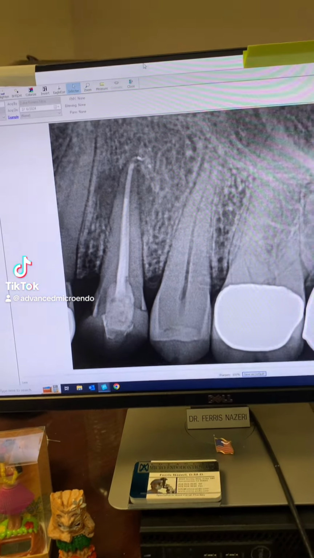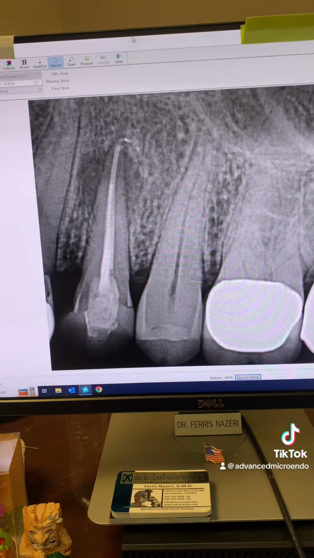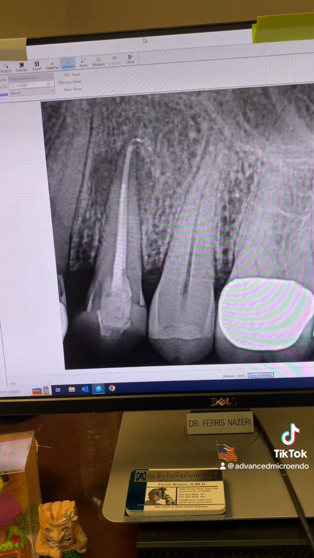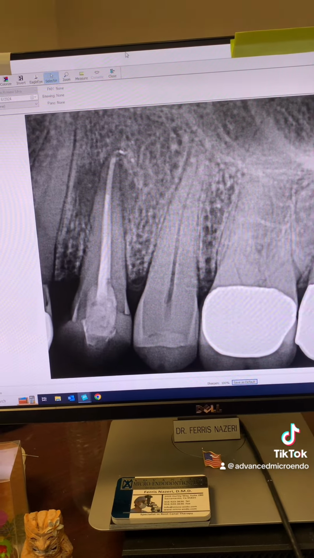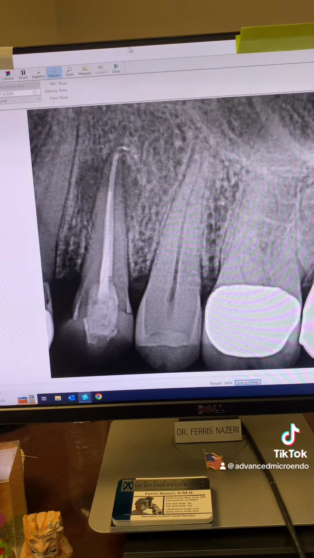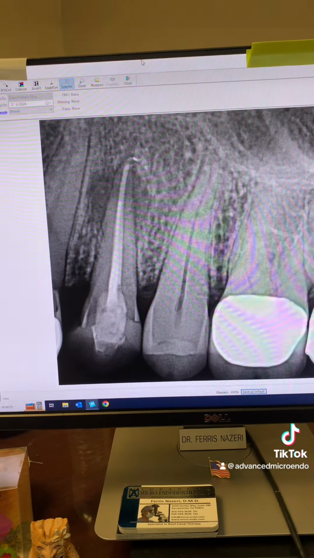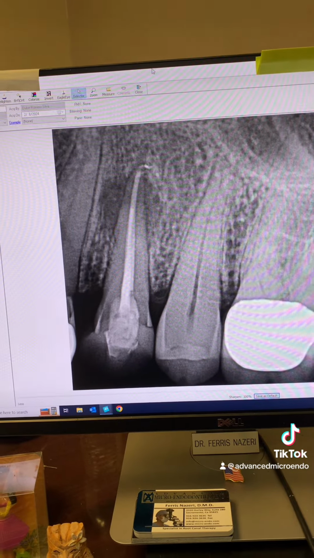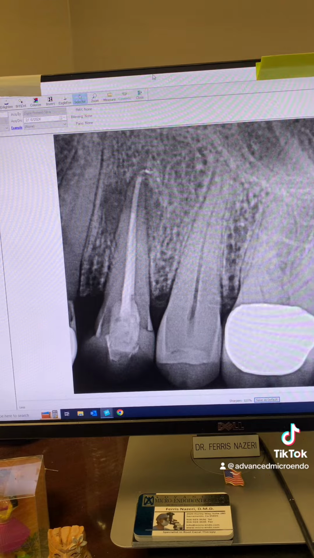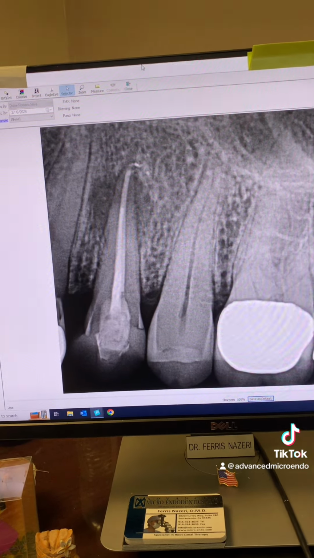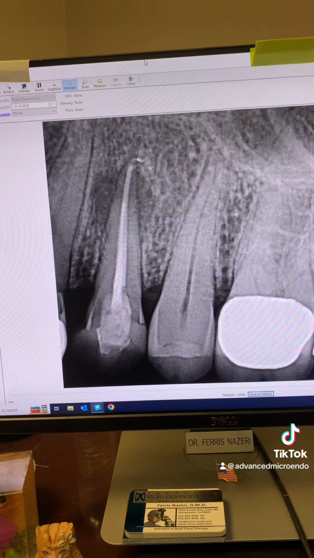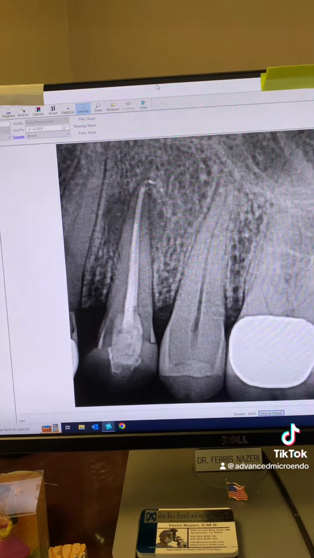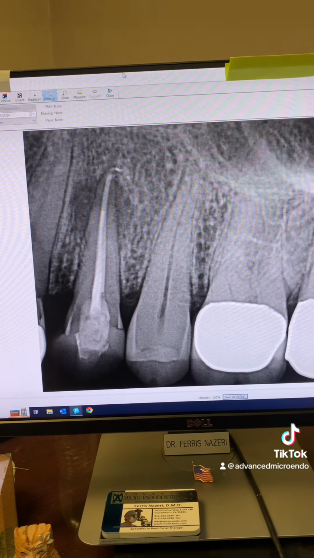Another example why you should never, ever, ever rely on just one radiograph to make a diagnosis. Your diagnosis, the armamentarium, should be multiple: detailed history taking from the patient, multiple angulation PAs, percussion test, palpation test, mobility test, vitality test, probing test, biting and chewing test. Then you put everything together, analyze everything together, and then you come up with a good, solid diagnosis.